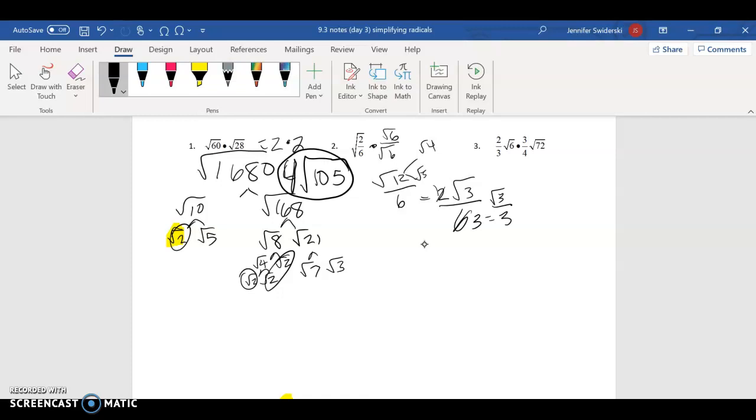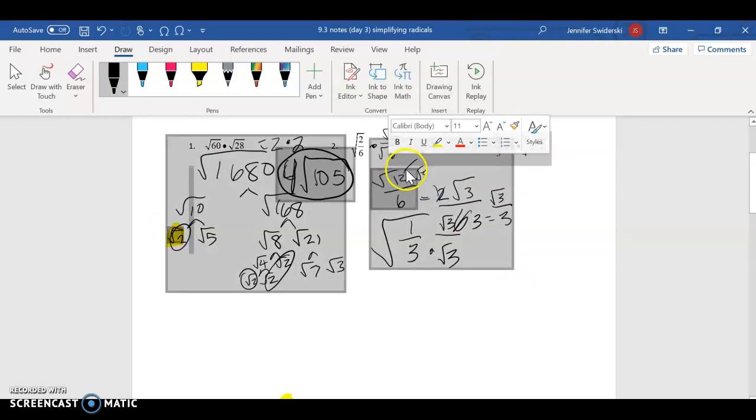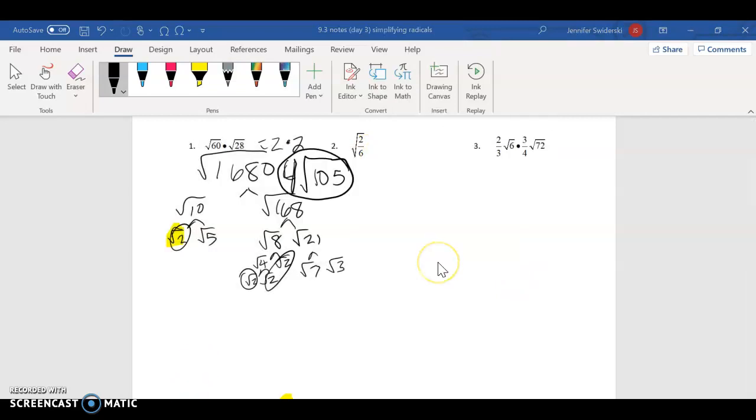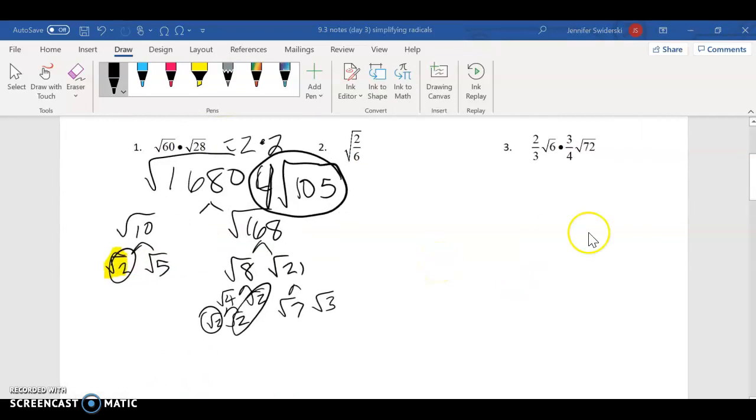Or you could also look at 2/6 right away and simplify that to 1/3. Multiply the denominator by square root 3, the numerator by square root 3. You should still get the same answer. I just deleted that so we had some more room over here for this next problem.